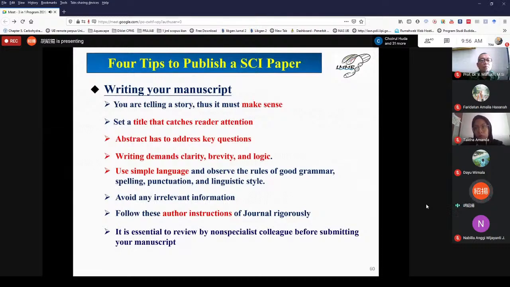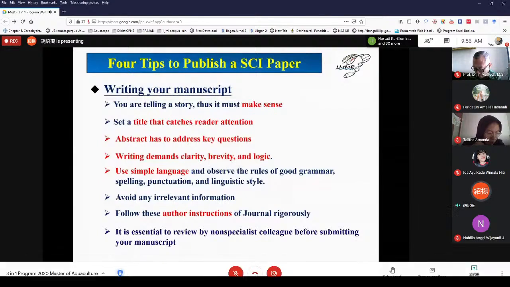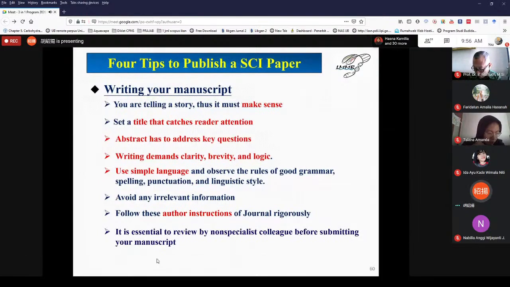And about writing, for me, you know that English is not my mother language. So when I'm writing papers, I still spend much time to write a paper. But one thing you should be careful about when writing a manuscript is to demand clarity, brevity, and logic, especially logic. I just said that when you start to write a manuscript, you start to tell a story. So each part should be logical, and use simple language.